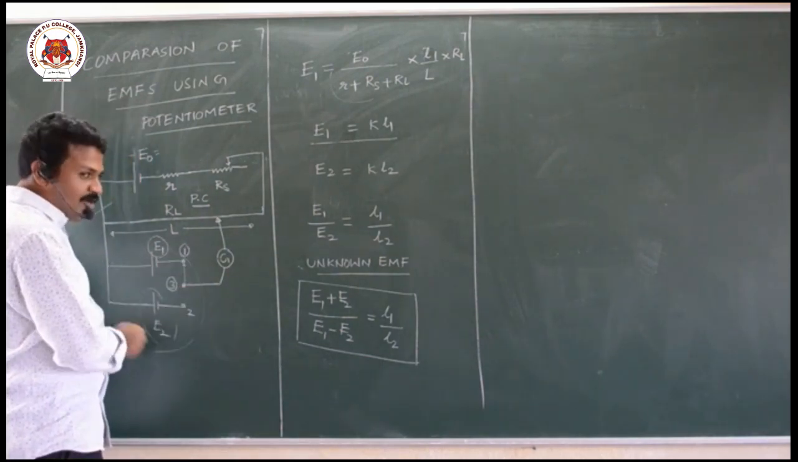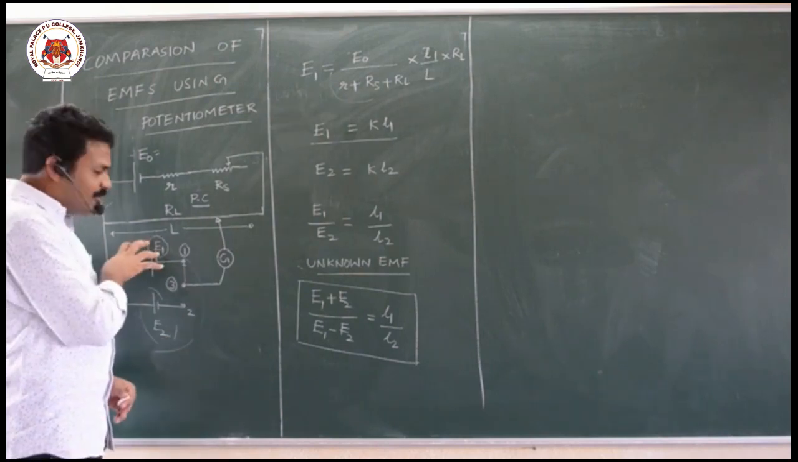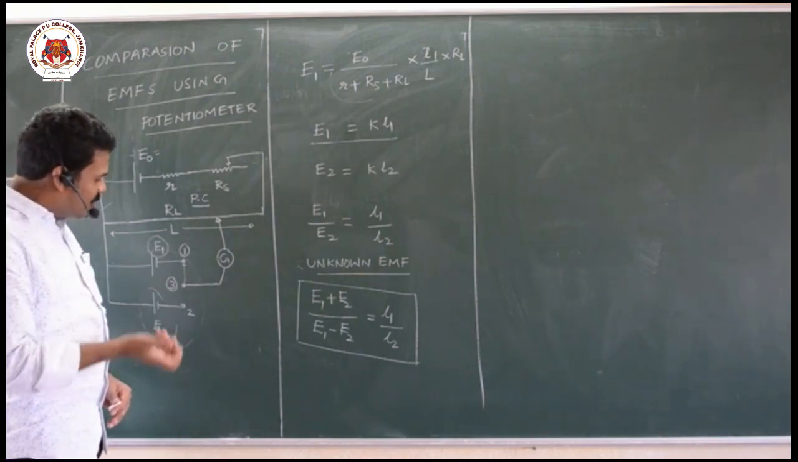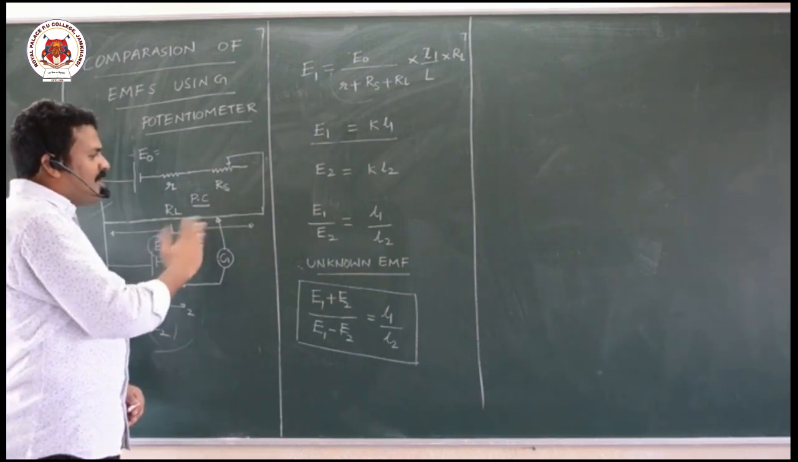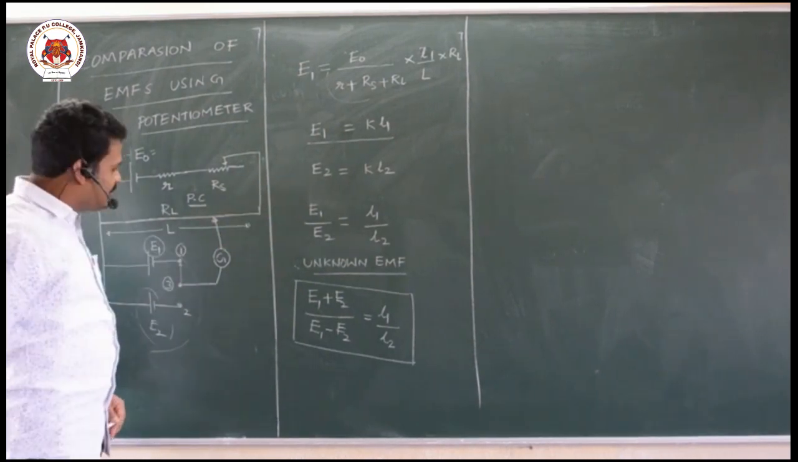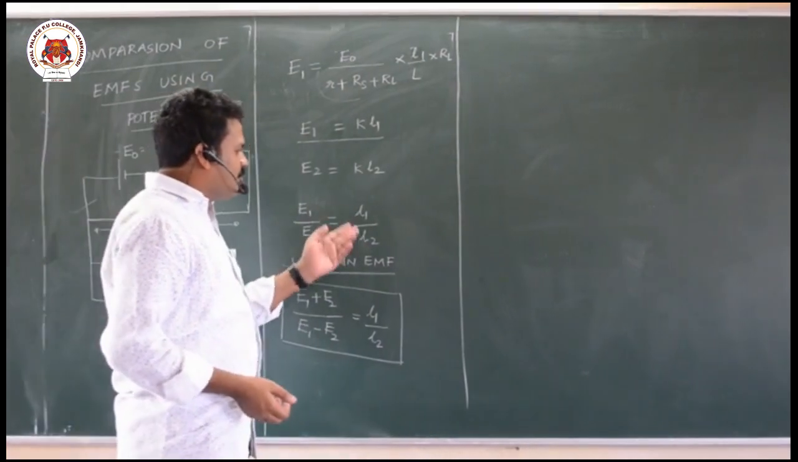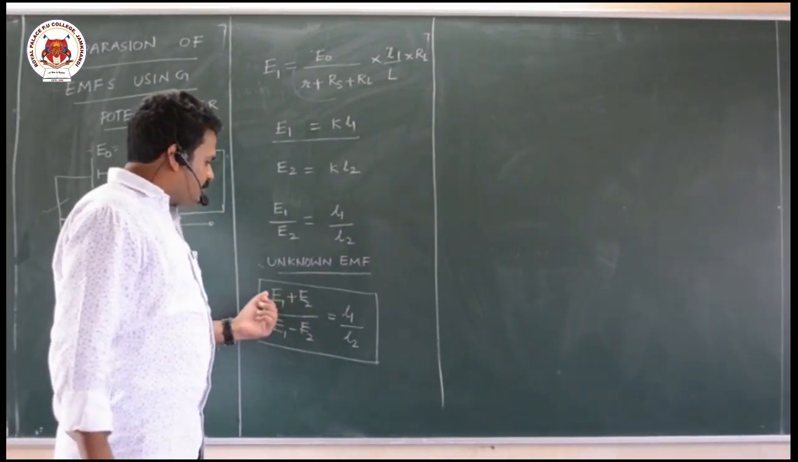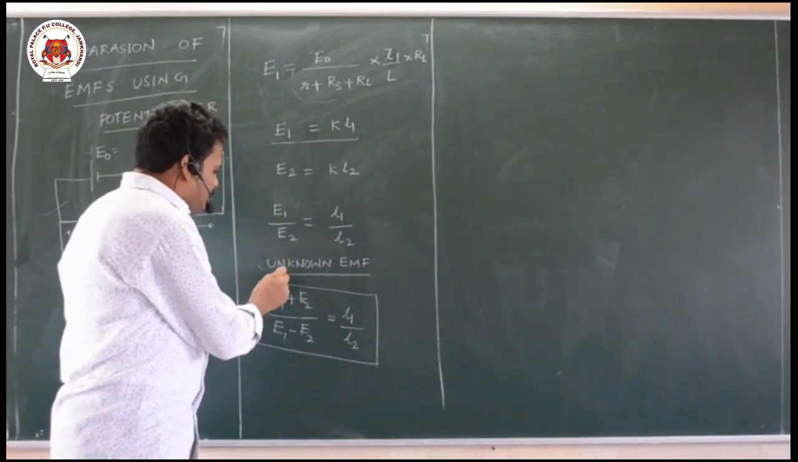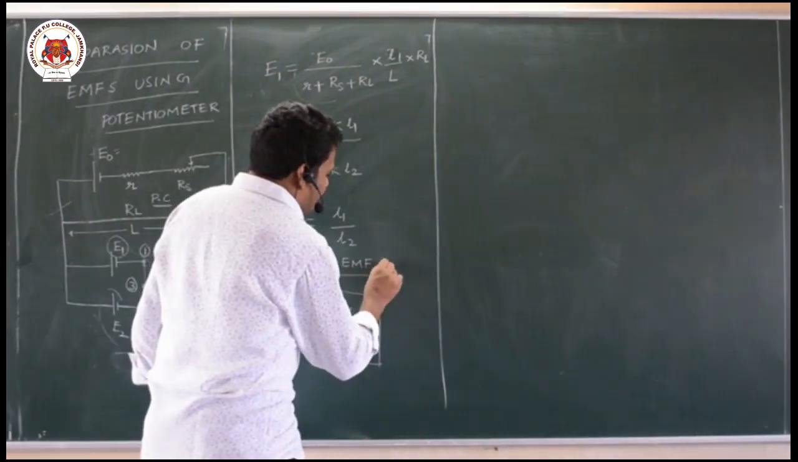Suppose you are getting confused with this circuit. You can take the normal circuit. First time you place E1. Second time you remove E1 and place E2, then find the balancing length. First time you note down the balancing length, second time also you note down the balancing length, then E1 by E2 is equal to L1 by L2. From this, the unknown EMF of a cell can be found.